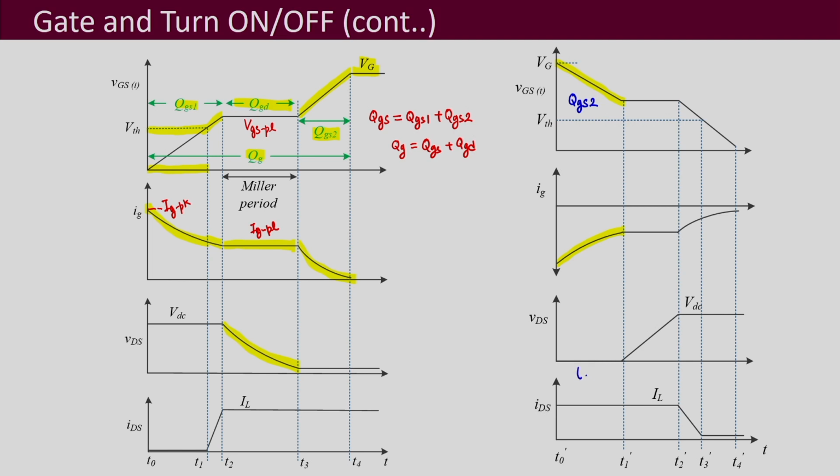This is actually your delay time TD off, and then it reaches this Miller voltage. Once it reaches this Miller voltage, at that time the current does not change, the voltage does not change, and this voltage builds up. However, the current remains the same, it does not increase.